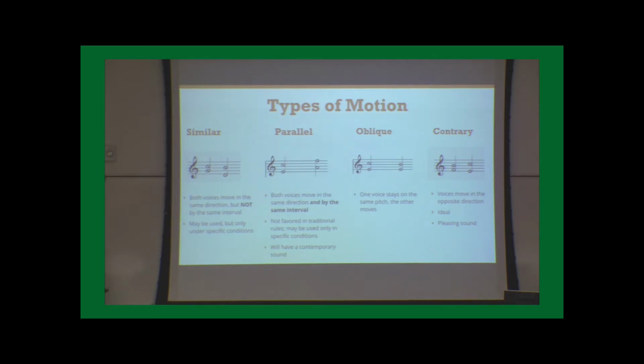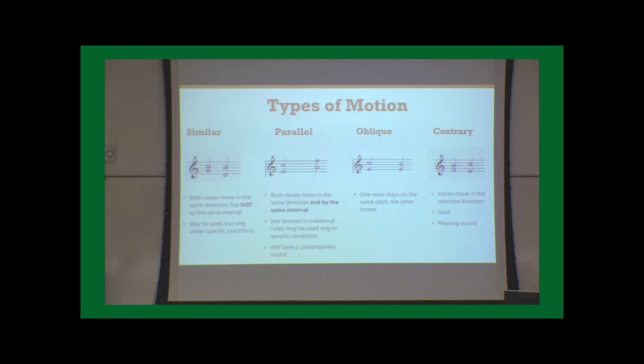Two other types of motion left. Oblique motion, that's such a cool word. It simply means that one voice stays in the same spot and the other voice moves in relation to it. So here we go. E sounds again, another E. The pitch doesn't change. The top voice, C, is going down a half step to B. So one remained and the other moved.